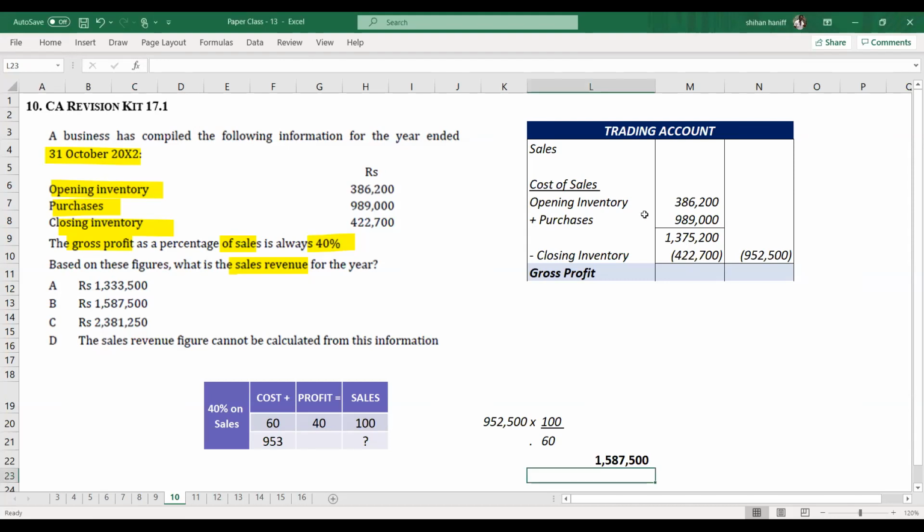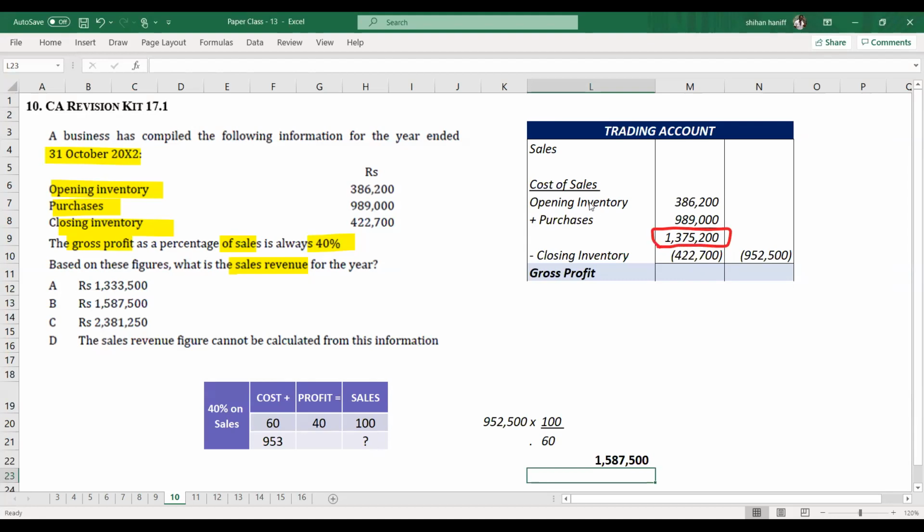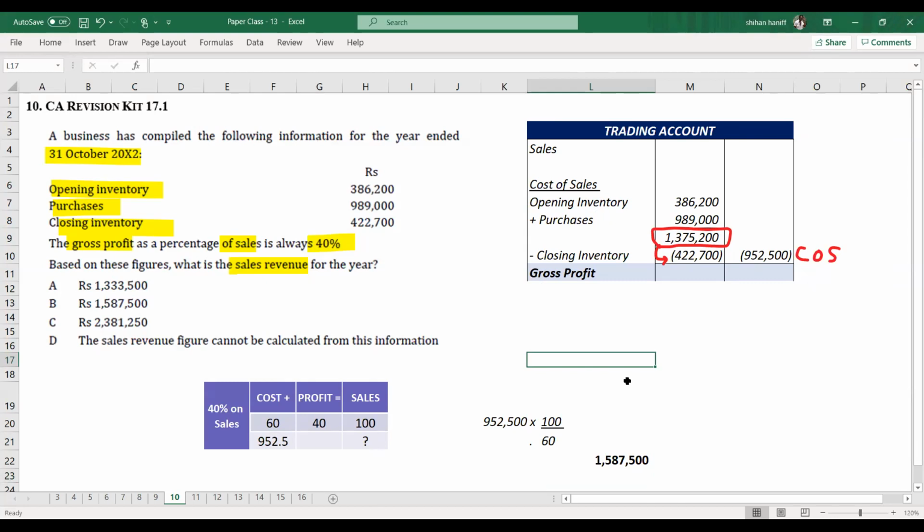952,500 comes from this: opening inventory and purchases minus closing stock is cost of sales. Cost of sales is 952,500. If the cost is 952,500 and the profit is 40%, then by using the equation we can find out the sales value. So sales value is 1,587,500.